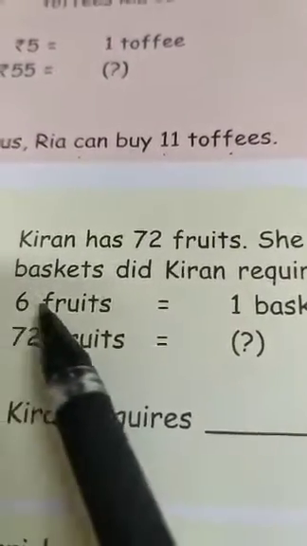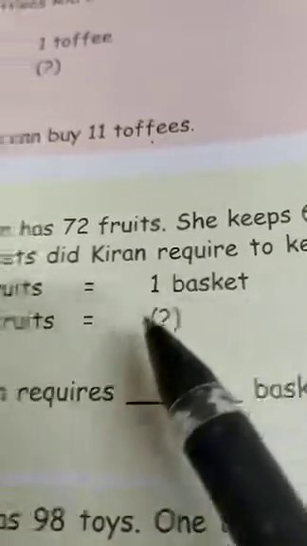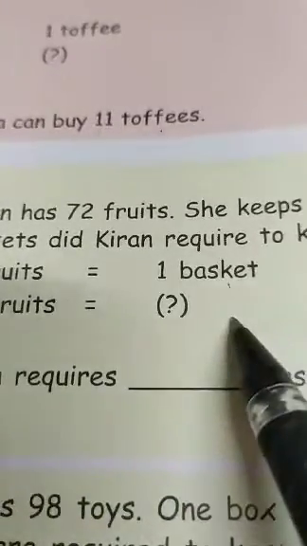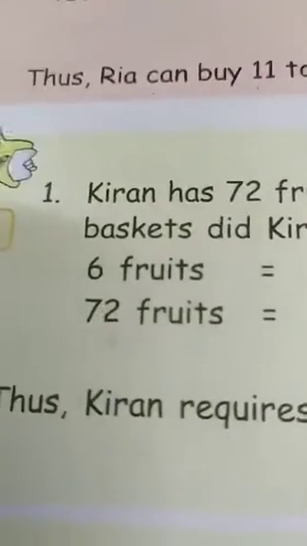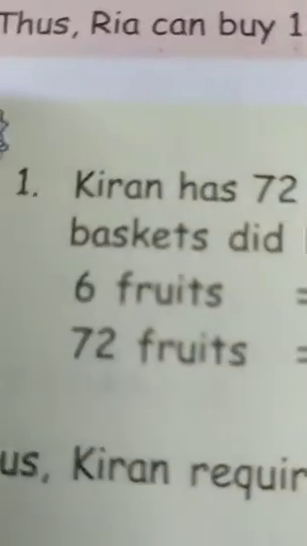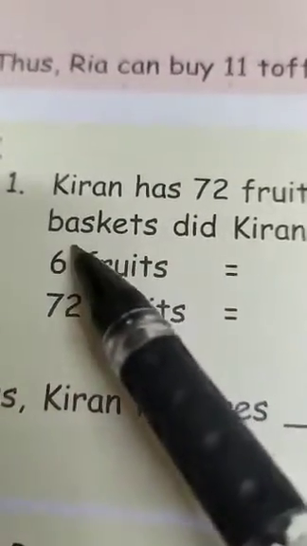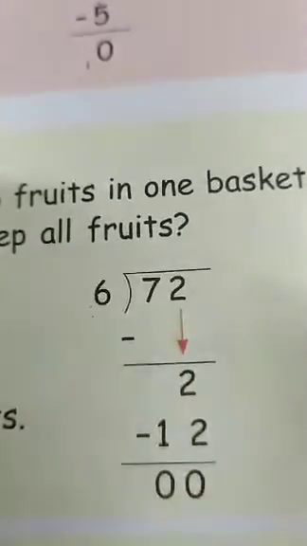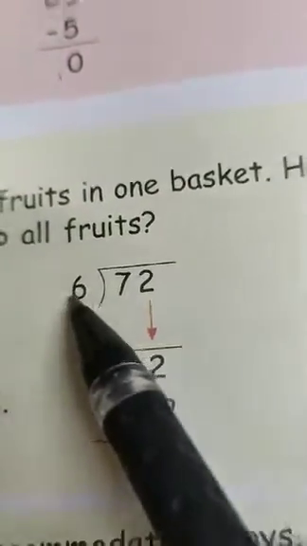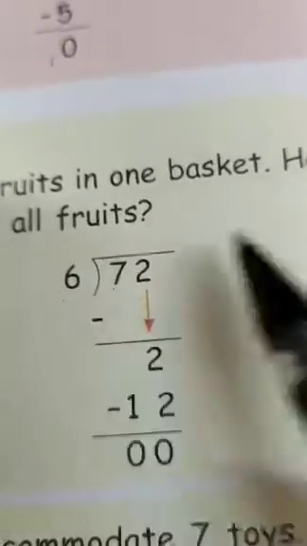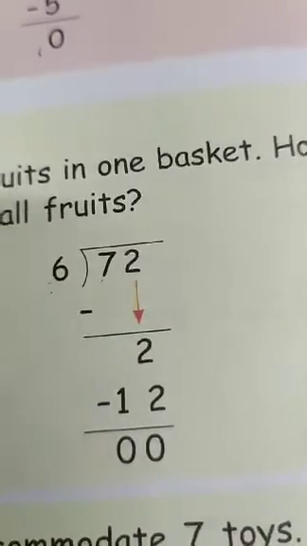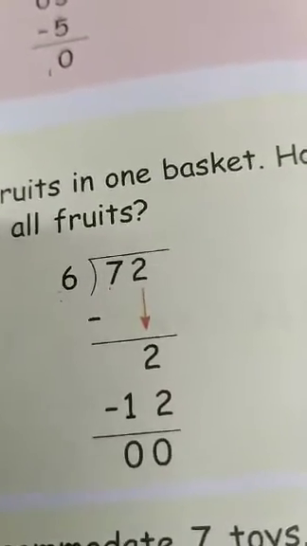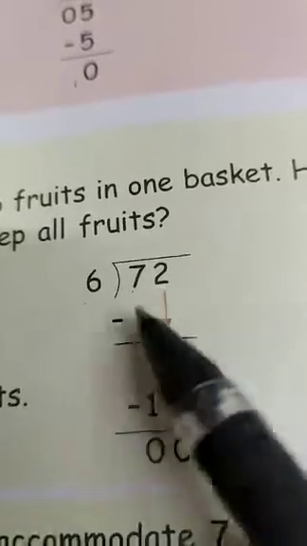So see, 6 fruits, how many baskets? 1 basket. So what do we find out? For 72 fruits, how many baskets? Now what do we have to do? How to find it out? 72 divided by 6. So here we do 72 divided by 6. Now see student, in the table of 6, is 7 there? No. Then we want a bigger number than 6. So if we write 6 twos are 12, but 12 is bigger than 7.